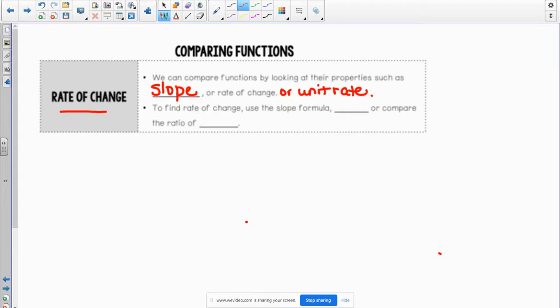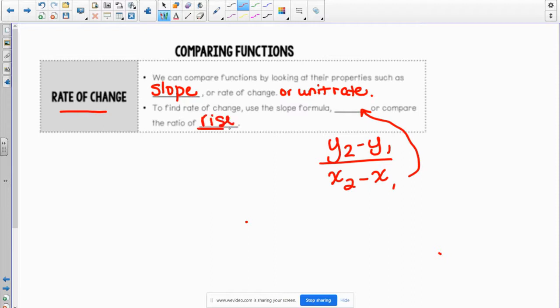To find the change or your slope, I'm going to write down here so we can see it: y2 minus y1 over x2 minus x1. So if there are points, you could use the formula, or if it's a graph, a lot of times you can use rise over run really easily to see.